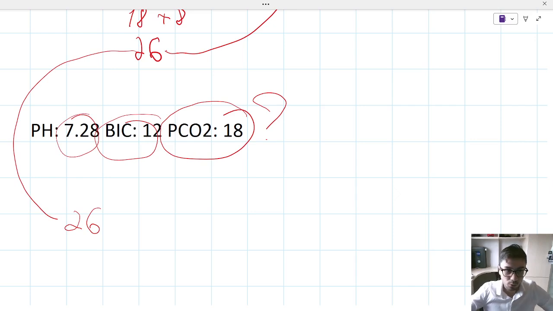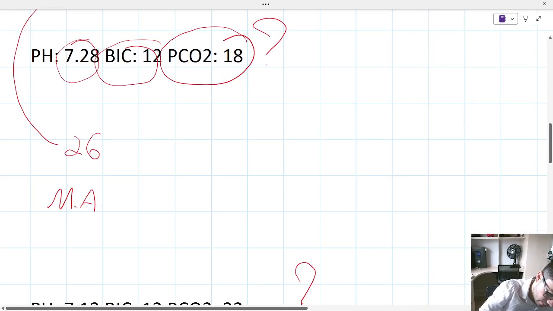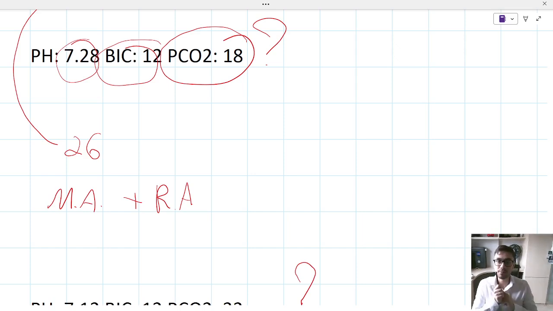Okay, so what that will end up being, we are still with a metabolic acidosis, okay, I'll call it MA in here, but we have another disorder in here. We have a respiratory alkalosis, okay, because the lungs are hyperventilating and are eliminating too much CO2 in this situation. Okay, remember if you have a higher PCO2, the pH goes down. If we have a lower PCO2, the pH goes up.